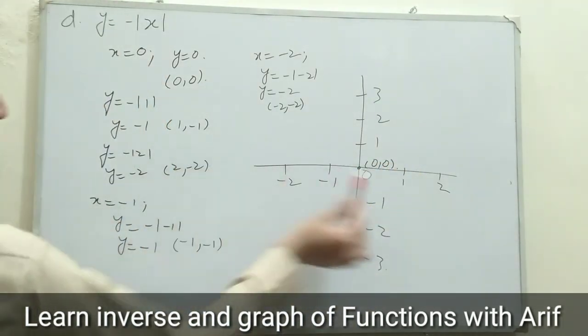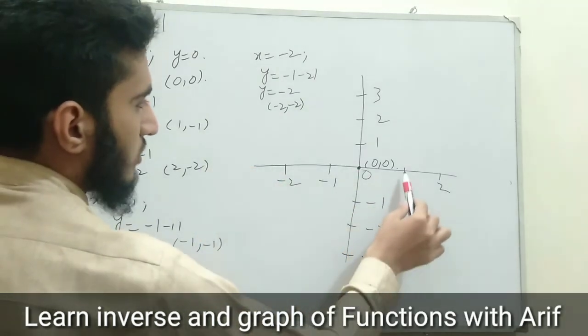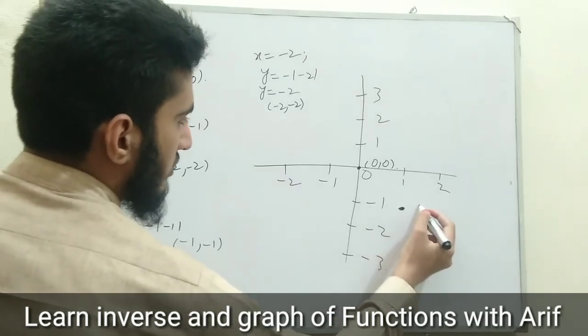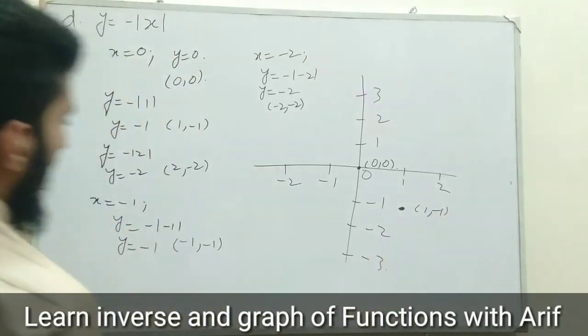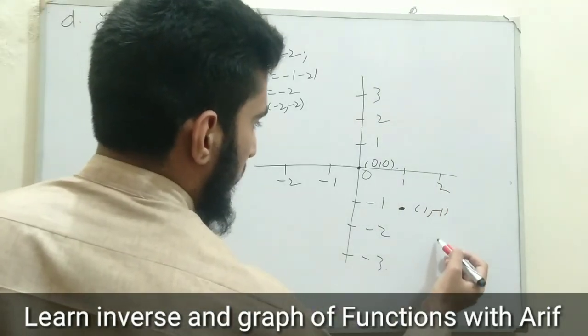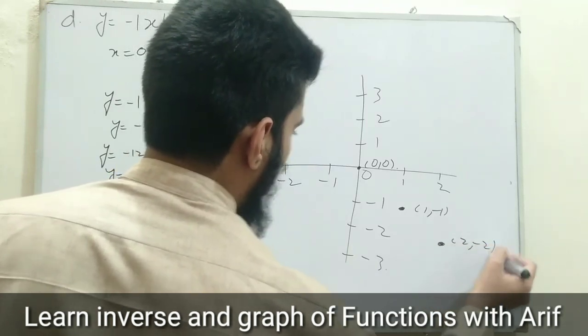Now after this, at x is equal to 1, we have the value of y is equal to minus 1. This is the negative y axis. So at x is equal to 1, we have negative y axis minus 1. So let's suppose the point is over here, 1 and minus 1. At x is equal to 2, we have y equal to minus 2. So let's suppose this is x 2 and this is y, which is equal to minus 2. So the point will be over here, 2 and minus 2.